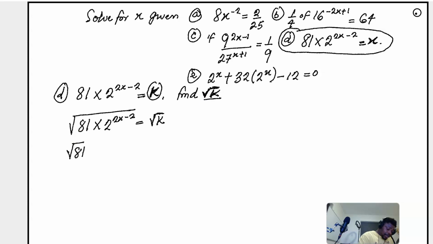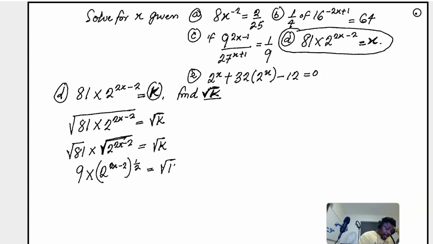This is 81. I can separate that. I can also write this as this. It's equals to square root of k. So this is 9 times, I can write this as 2x minus 2. Remember that square root in power means 1 over 2. So that's square root of k.